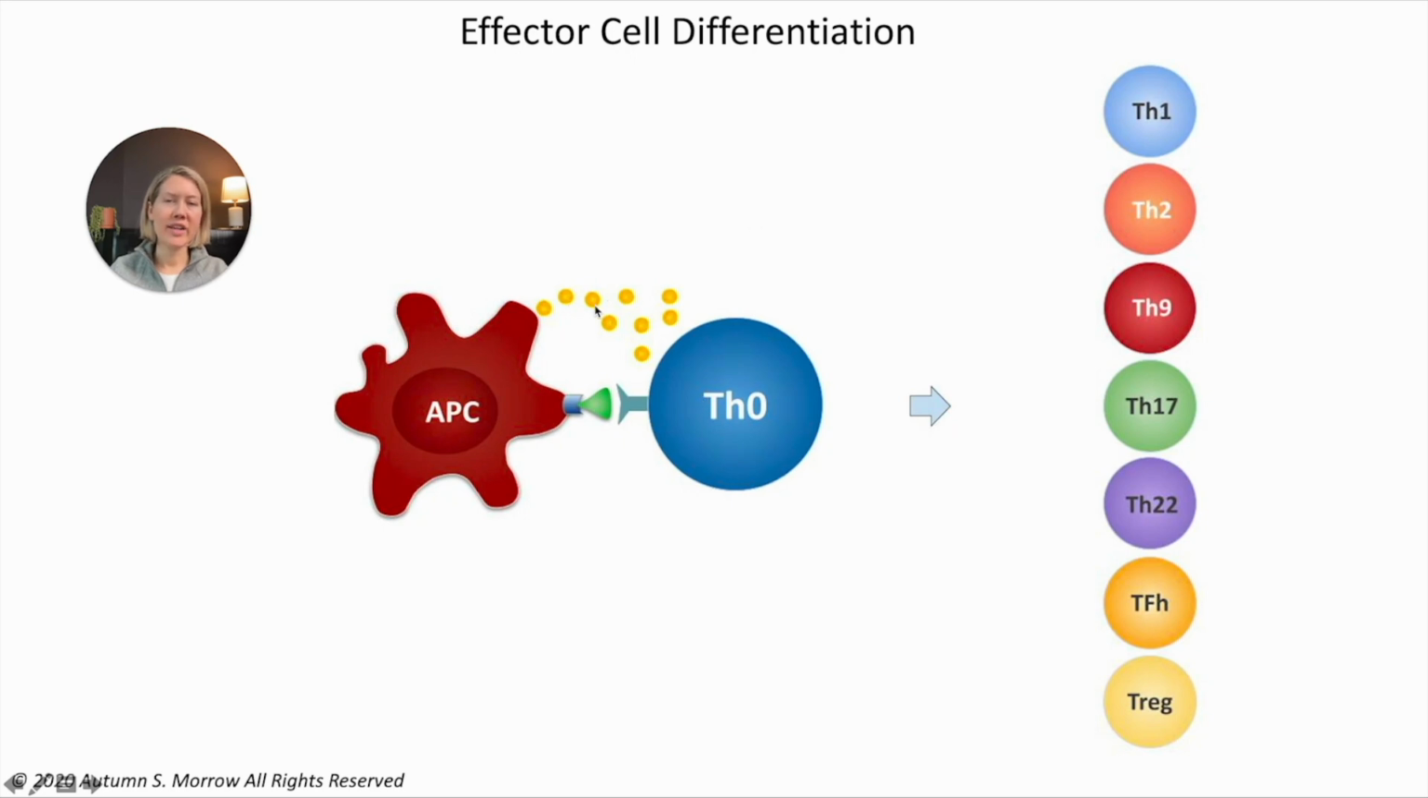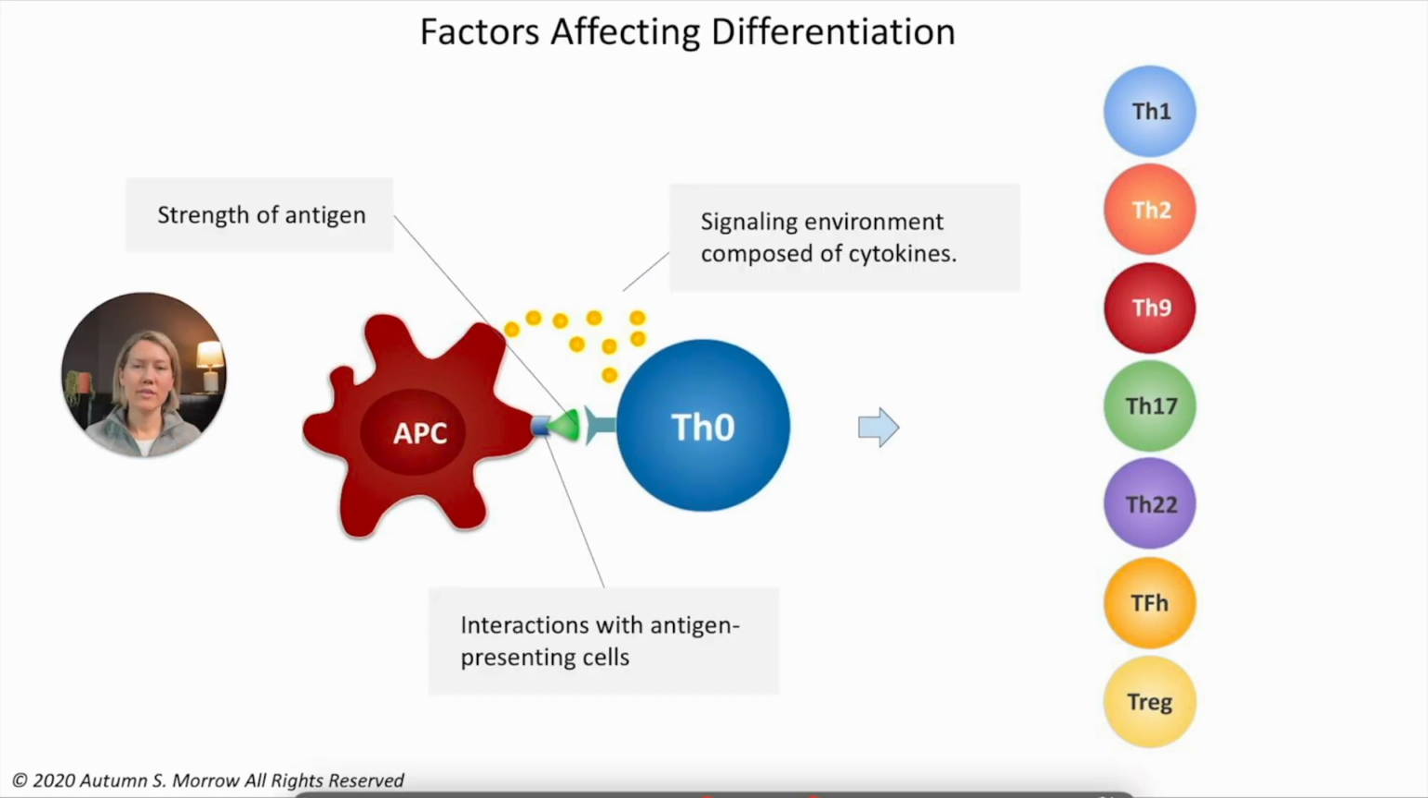The way that they get activated is through these cytokines, these signaling molecules in the environment that are released by a variety of APCs. And that helps to guide and give the instructions to the naive T cell. And then the T cell can become one of any of these T helper cells with effector functions that match the pathogen it's intended to fight. So real quickly, there are 3 factors that affect differentiation. 1 would be the strength of the antigen, 2 would be the signaling environment composed of cytokines, and then 3 would be the interaction with antigen-presenting cells, the types of bonding and communication that occur between the two.